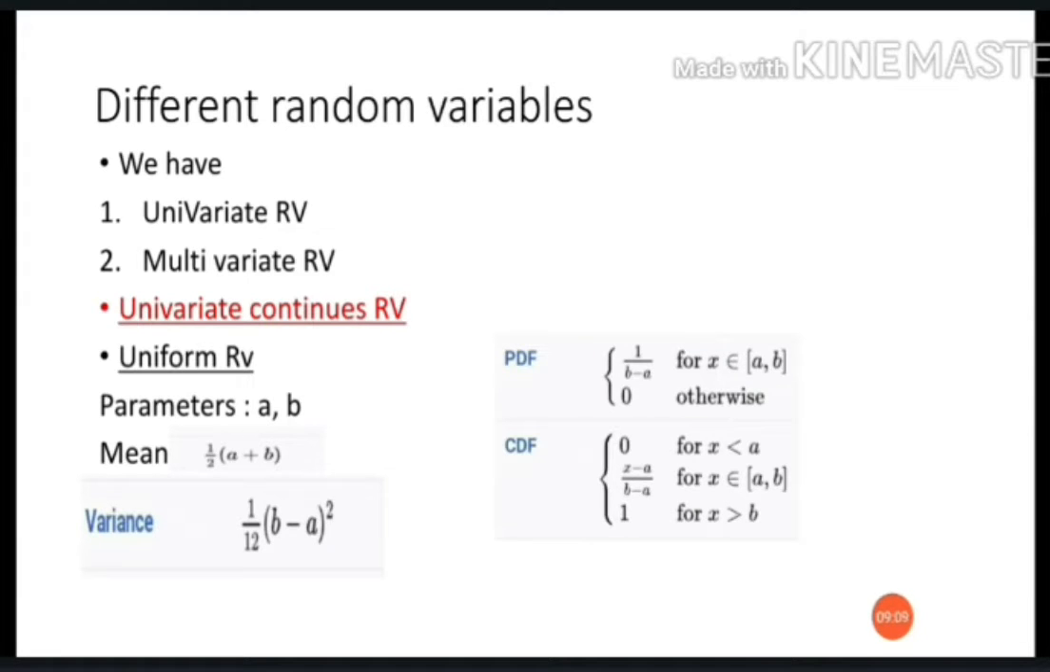For the uniform random variable, we have parameters a and b, and the mean of the random variable will be half of a plus b. The variance will be (b minus a) whole squared by 12, and the PDF is 1 by (b minus a) for all x belonging to the interval [a, b], 0 otherwise. And then the CDF will be 0 for x less than a, (x minus a) by (b minus a) for x belonging to the interval [a, b], and 1 for x greater than b.